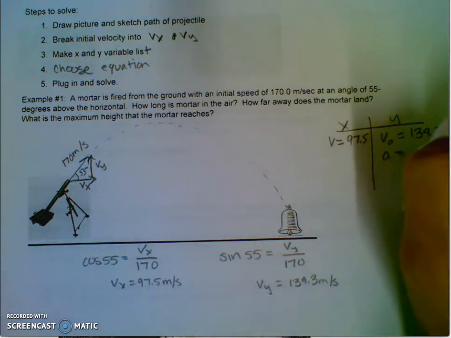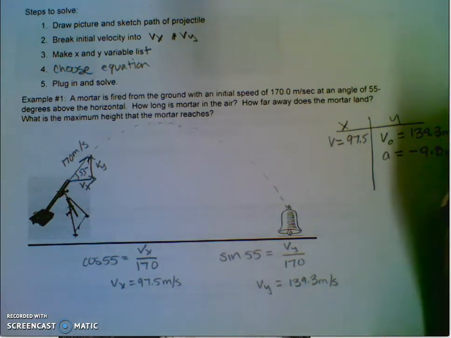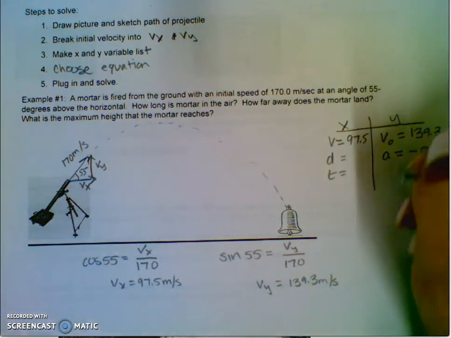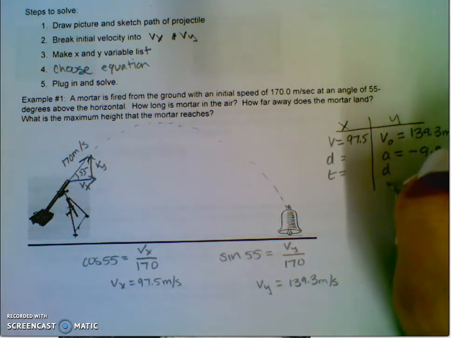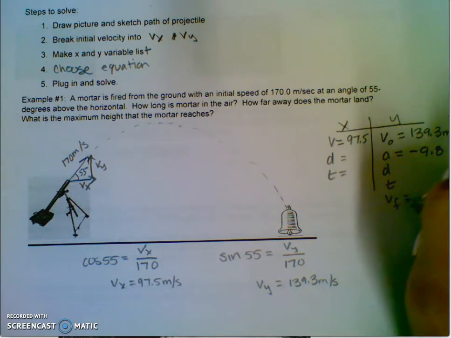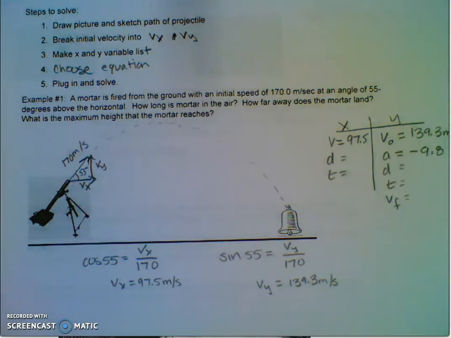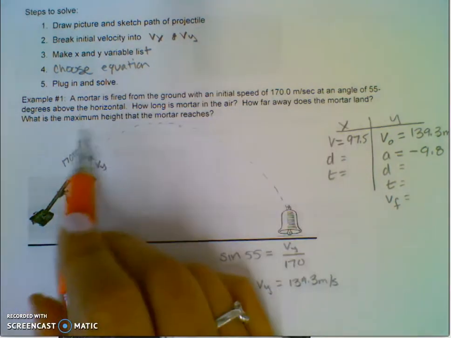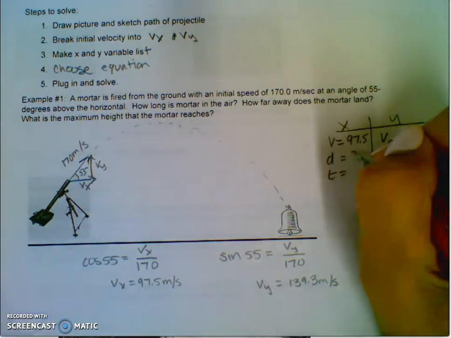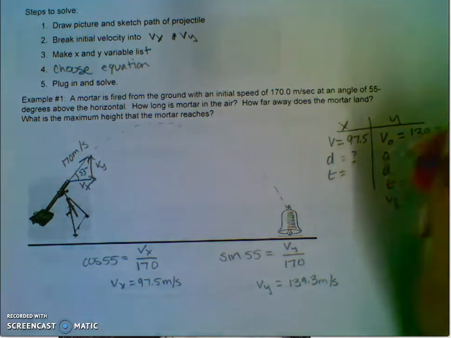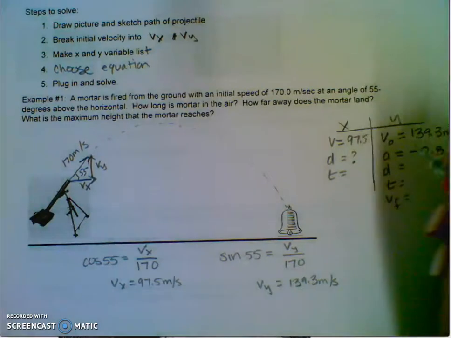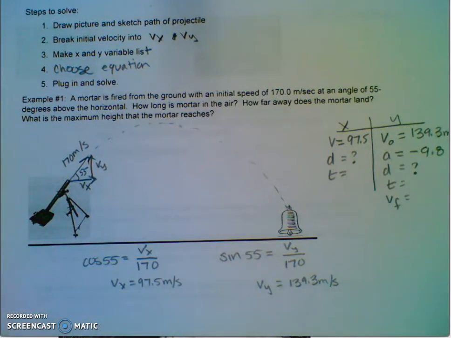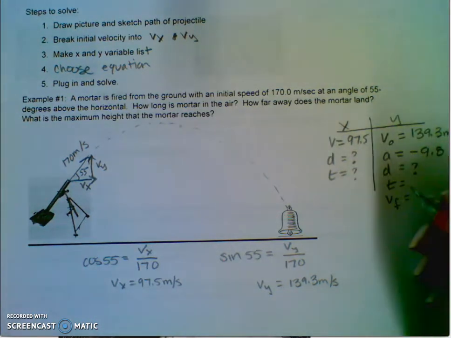You know the acceleration is negative 9.8 in the y direction because it always is. The other variables here, we don't know yet. So let's continue reading and see if there's anything else that they give us. They want to know how long the mortar is in the air, how far away it lands, and what's the maximum height. So they're looking for D, how far away the mortar lands, the maximum height, that would be our y direction, and the time that it's in the air.